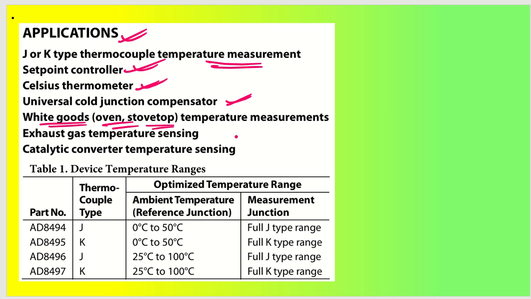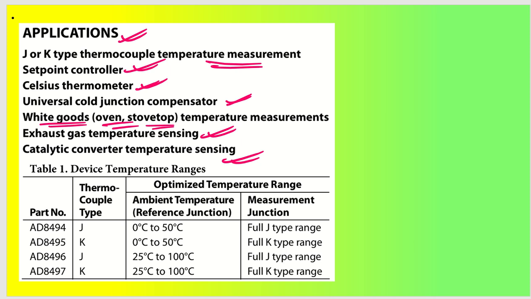Okay. Then we have exhaust gas temperature sensing. Like you have exhaust fans, or something like that, where high temperature gases are coming out. In that case, you will be able to use this IC to measure the temperature of that particular environment. Then we have catalyst converter temperature sensing as well.